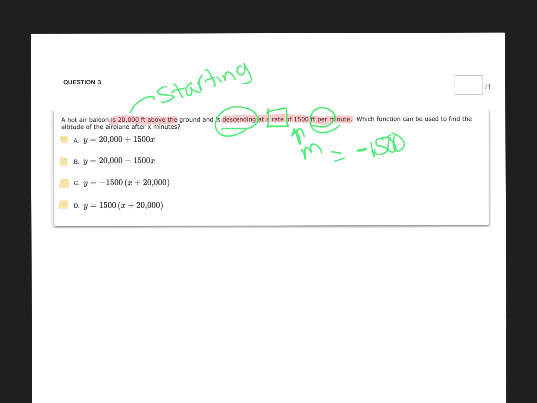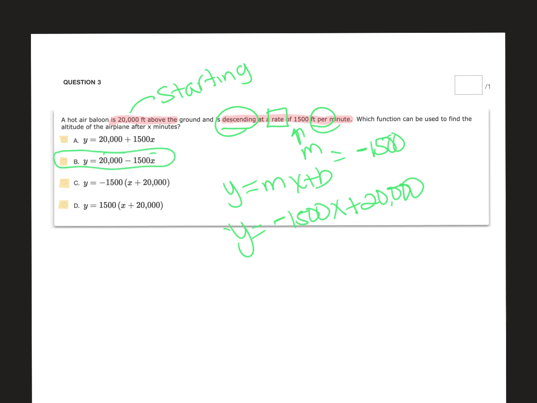So let's put this into slope-intercept form. So y equals my slope, negative 1,500 x, and then my starting is at 20,000. I'm going to look at my answer choices. And the only answer choice that makes sense here is my B. I have a slope of negative 1,500 and a y-intercept of 20.